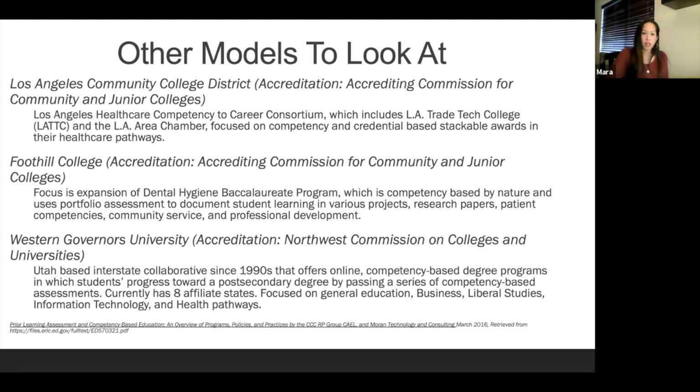And then there's a few models in the state and then nationally. The LA Community College District received some federal funds years ago through a TACT grant. Some of you might be familiar with that. They created pathways in their healthcare careers. They have a consortium called the Healthcare Competency to Career Consortium, where I think there's 9 colleges in the LA Community College District who worked closely with their industry partners and the chamber to focus on creating credential-based stackable awards.